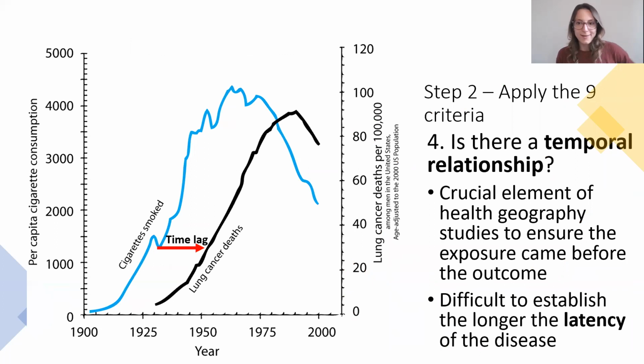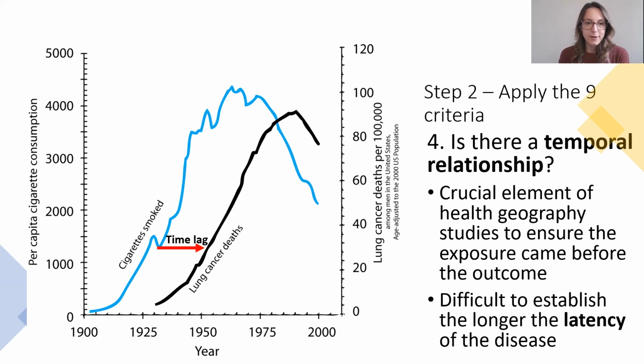The next criteria is that temporal relationship that we're talking about. So again, this is really a crucial element of health geography studies because it's so important to establish whether or not the exposure came before the health outcome. And as we've talked about, it's pretty hard to do unless you have particular types of study designs. So it's very, very difficult to establish this, especially for diseases that have that long latency that might take several years or decades to manifest themselves in somebody.